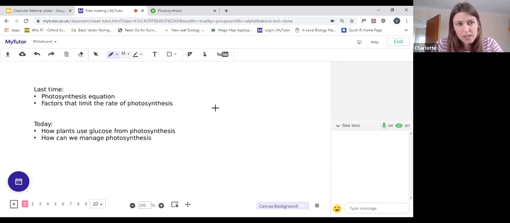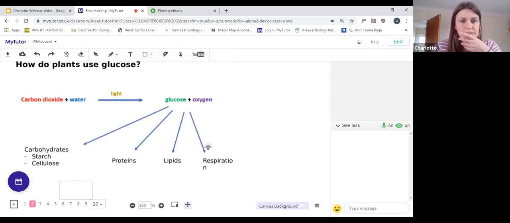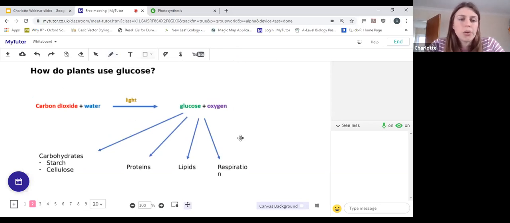Okay, so let's go on to how plants use glucose from photosynthesis. So a little reminder here of the equation for photosynthesis. Carbon dioxide plus water with the addition of light gives glucose and oxygen. Oxygen is very much a byproduct of photosynthesis.